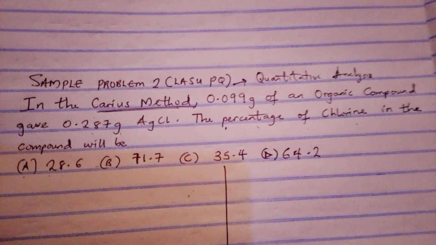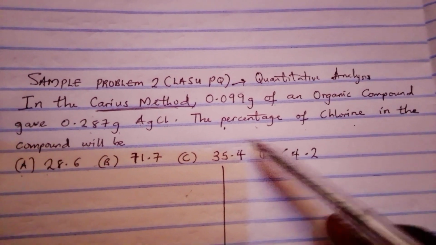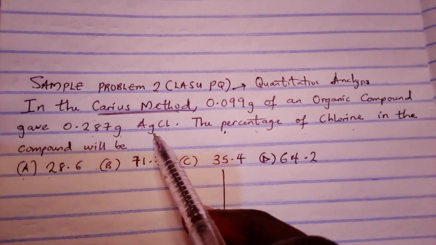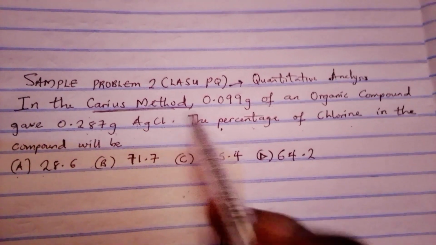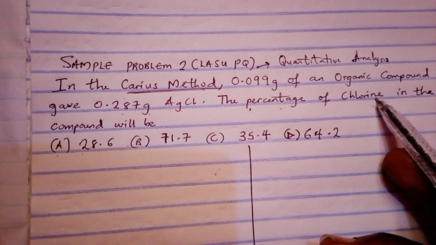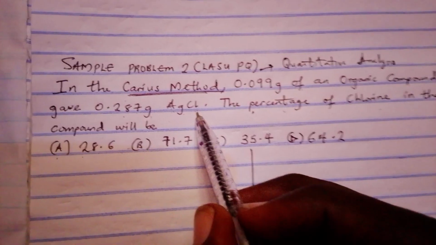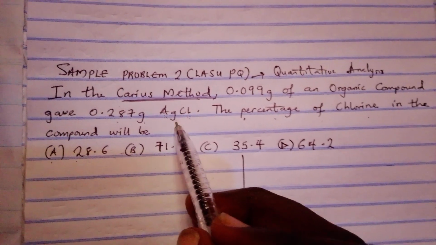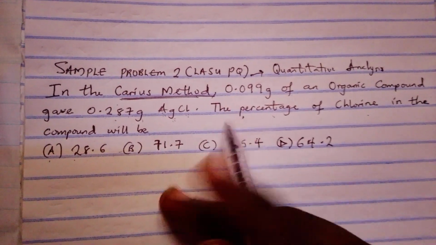So the halogen present will now be the halide of silver. That's just the basic concept. For this question it is chlorine, that's why we have silver chloride. To solve this kind of question, we just have to get the percentage of chlorine. Once you have the silver halide, from it we can get the amount of the halogen. That's the basic concept of the Carius method.